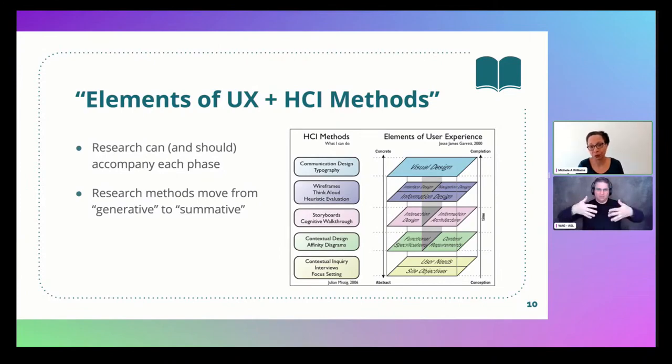Basically, research methods move from what's known as either generative or foundational to summative. So where we have that strategy phase of user needs or site objectives, there are equally research methods like contextual inquiry, which is basically an observation in someone's current environment, or interviews that can engage with people, understand the environment in which that product is going to sit, and give you insight into the people for whom you are designing.